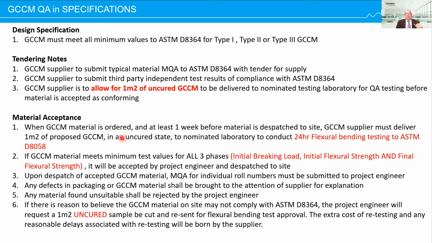When the material is ordered, at least 1 week before material is dispatched, the GCCM supplier must deliver that 1 square meter of proposed material to a nominated laboratory to conduct a 24-hour flexural bending test to ASTM D8058. If all material values are met, then the material can be accepted for delivery by the project engineer. I'll just run down because we're out of time. It must be an uncured sample. If there's further issues with the material, then the engineer can ask for an uncured sample to be recut and sent out for retesting.